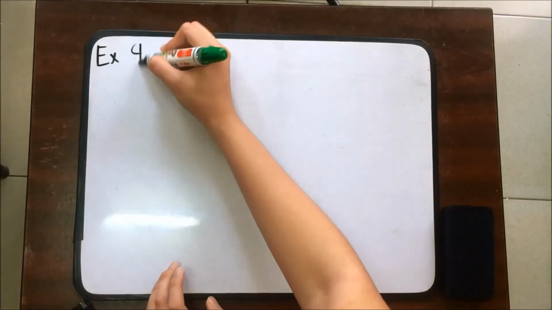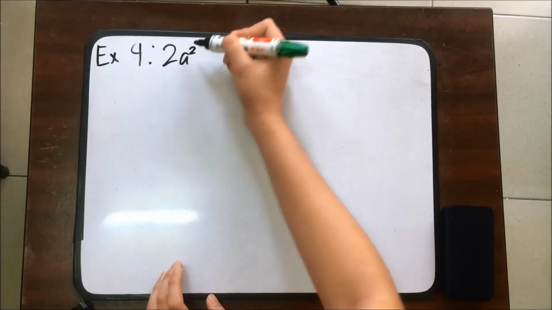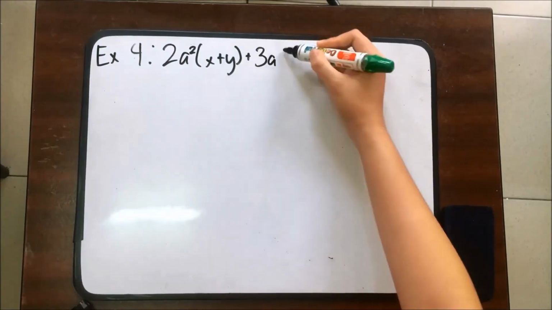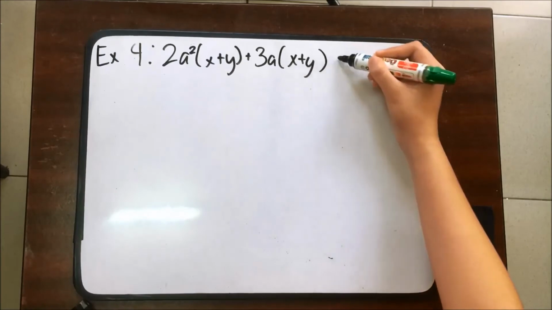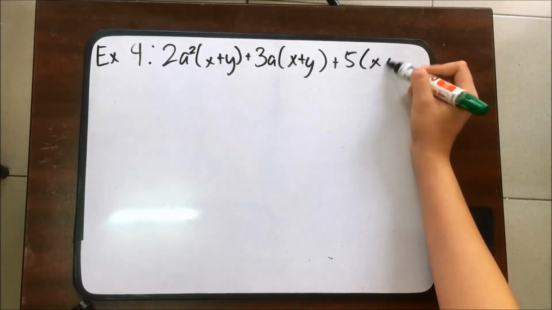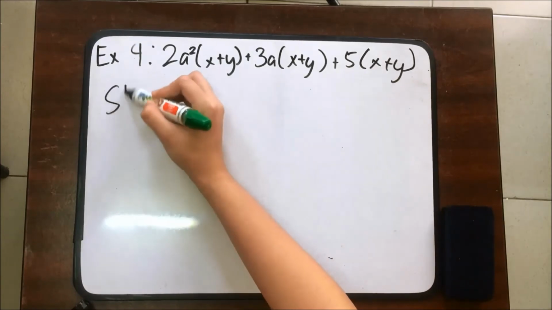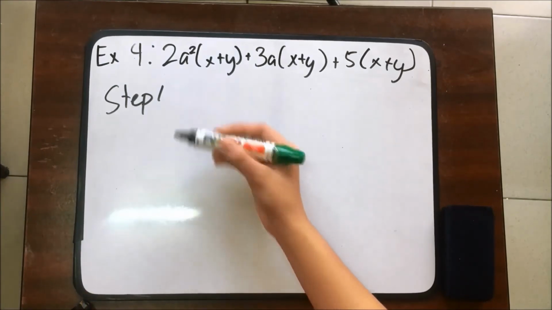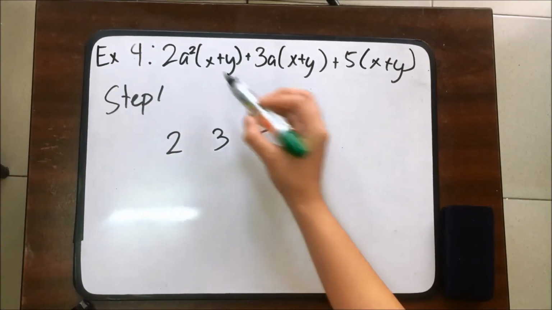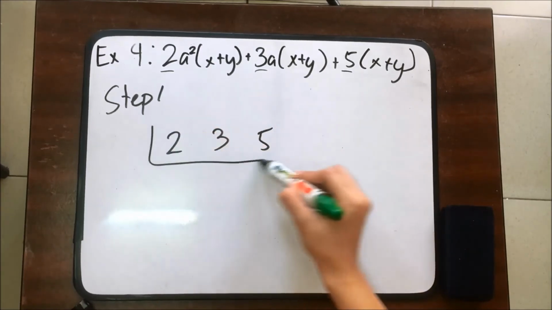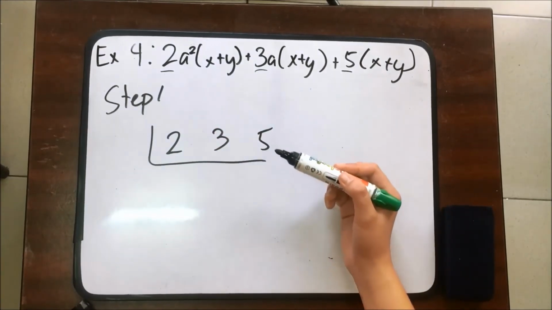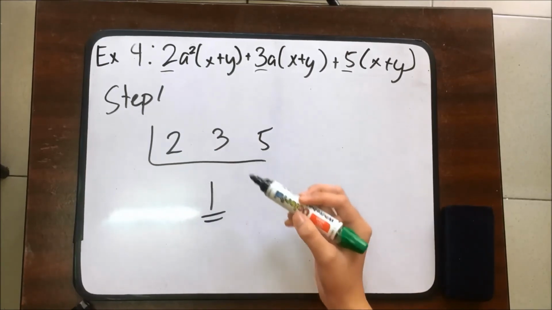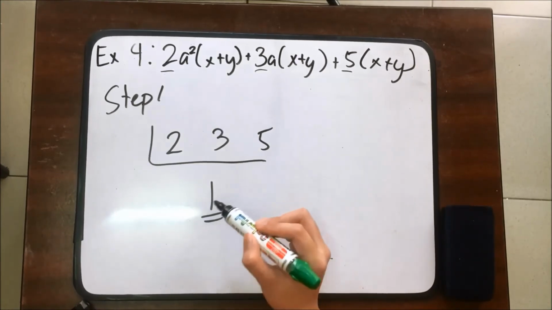Our last example is 2a squared times the quantity x plus y plus 3a times the quantity x plus y plus 5 times the quantity x plus y. So let's go to step number 1, which is find the GCF of the coefficients. So our coefficients are 2, 3, and 5. So what number can be divided to 2, 3, and 5 evenly? Since they're all prime, then 1 is their GCF. So the GCF of the coefficients is 1.